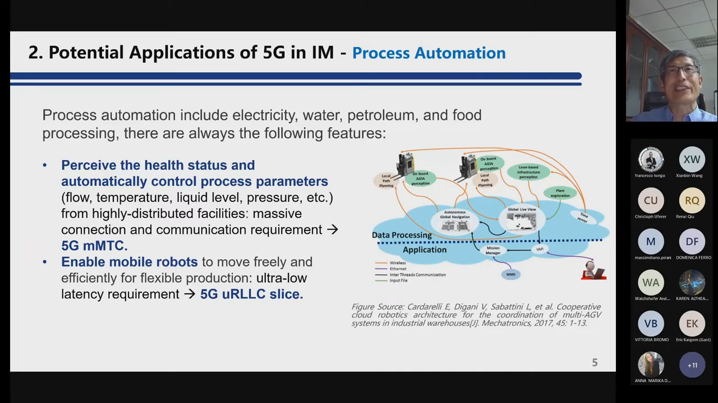In addition to AGVs, there may also be other mobile robots working on the shop floor. And when we have this kind of mobile robots or AGVs working on the shop floor, we need low latency because we don't want to have a delay, and then an accident has already happened and the communication hasn't gone through yet. So that's so important in the manufacturing environment.